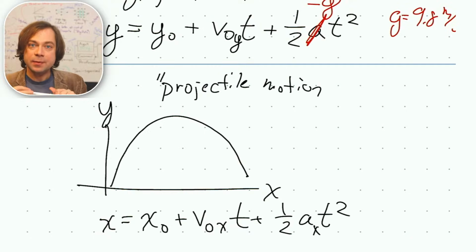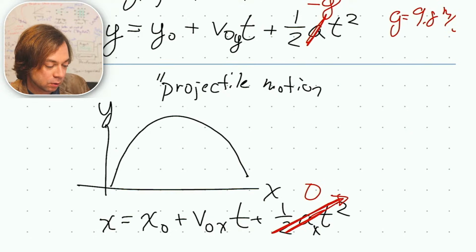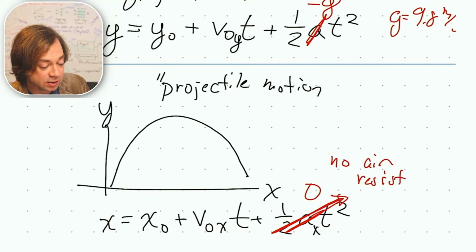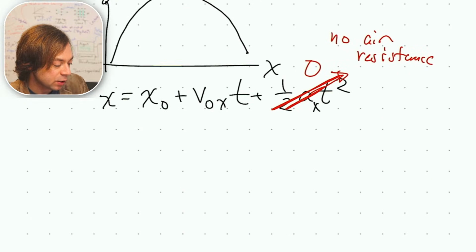But here's the thing. If we ignore air resistance, there is nothing pushing back on it in the x direction. So let's ignore air resistance. Cross this out. This is all 0. There's no air resistance. We can do it with air resistance, just not today. All right. So we have two equations.